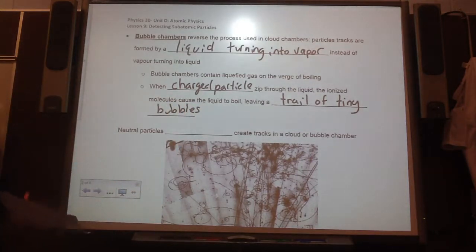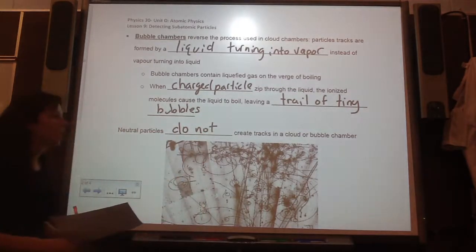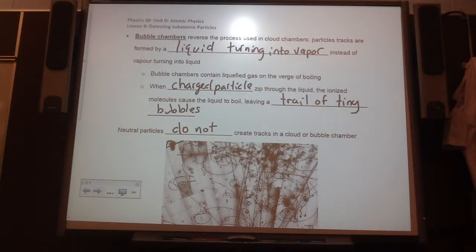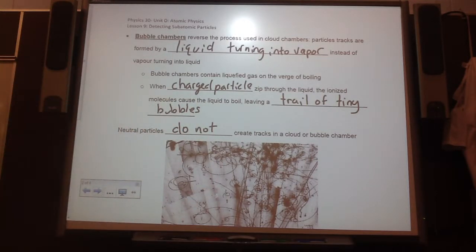Now, here's an important note: anything that's neutral, so any EMR or any neutral particles, do not create tracks in a cloud or bubble chamber. They can still be shot in and interact or break down, but we can't see them coming in initially.